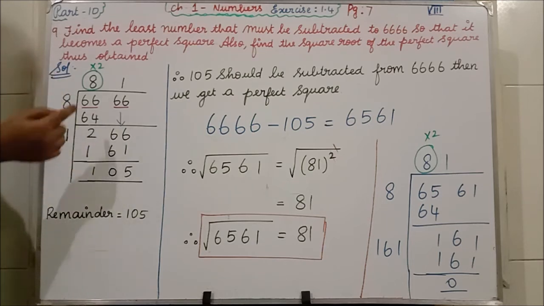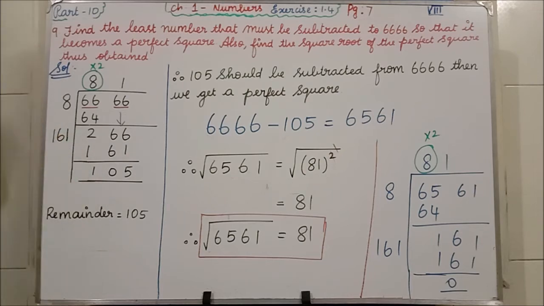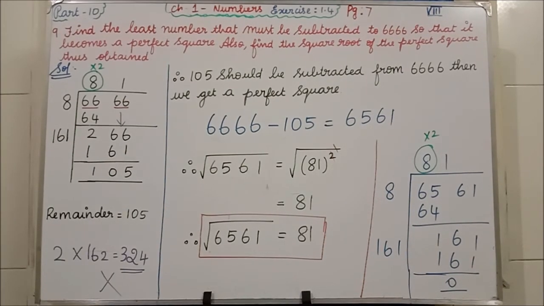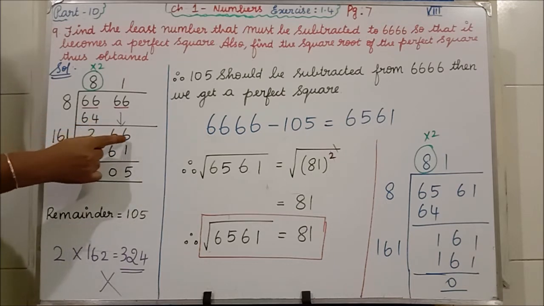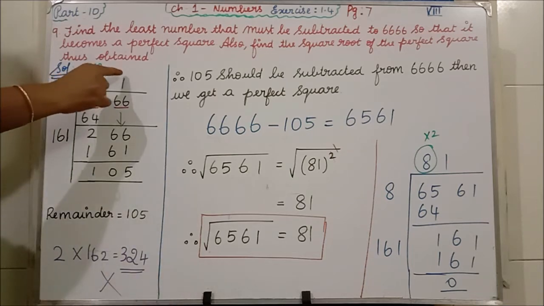Okay. Then if I try with 2, and here also I am writing 2, what will I get? 2 into 162 is what? If you put 2 here as well as here, 2 into 162 we are getting 324. But here we are having only 266. It is exceeding. So you should not put 2 into 162. We have to put 1.